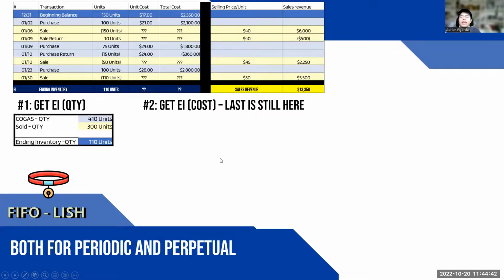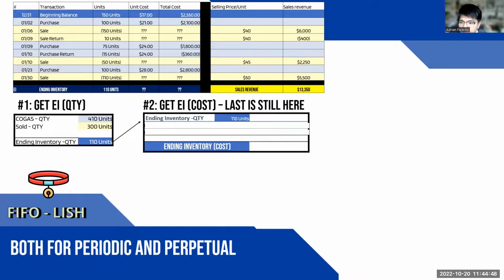Step 2, we now know that the ending inventory is 110. Step 2, get the ending inventory cost. So LIFO is still here. We know that the quantity is 110. Now, LIFO is still here, so we'll try to finish up the 110 units. What is the last batch? It's the purchase on January 23. But that's only 100 units.